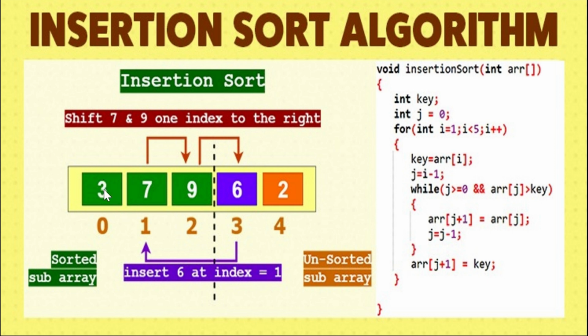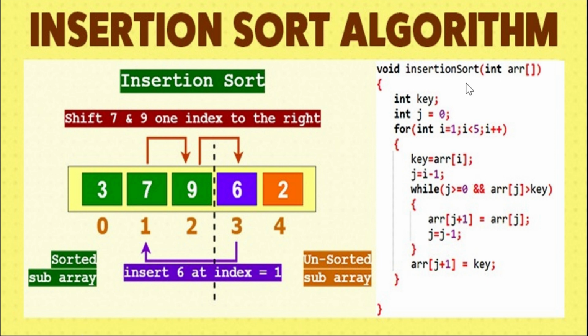Now 6 is greater than 3. So what we do is insert 6 in between 3 and 7. Hence, the sorting algorithm is called insertion sort. Given towards the right again is the algorithm.